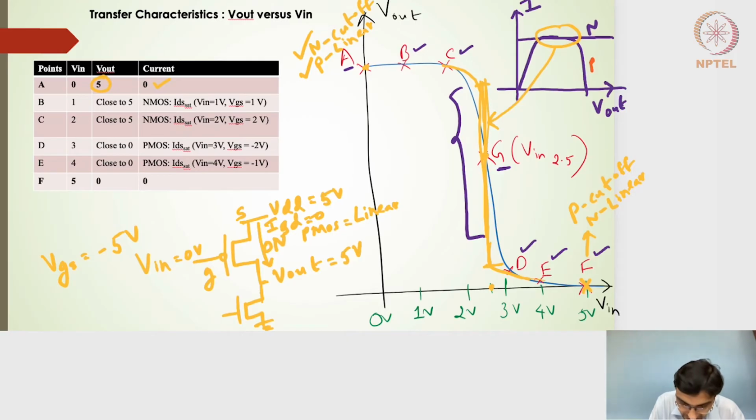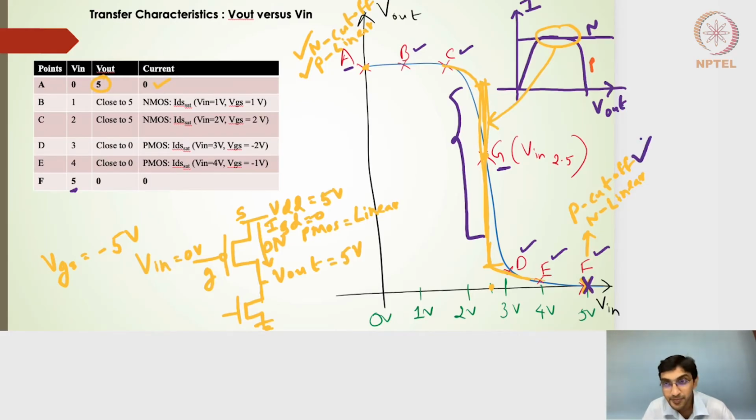Let me pick a different color. Similarly, for this particular point F, our claim is NMOS is in linear and PMOS is in cutoff. PMOS is in cutoff because V input is 5 volts. If V input is 5 volts, VSG or VGS is 0, so it is not above 0.3 volts or beyond minus 0.3 volts, whether you take VSG or VGS. So the PMOS is in cutoff, and that is validated.